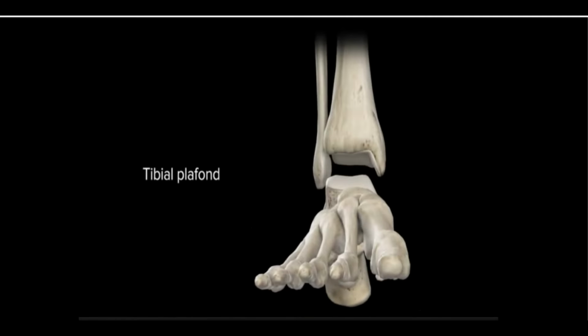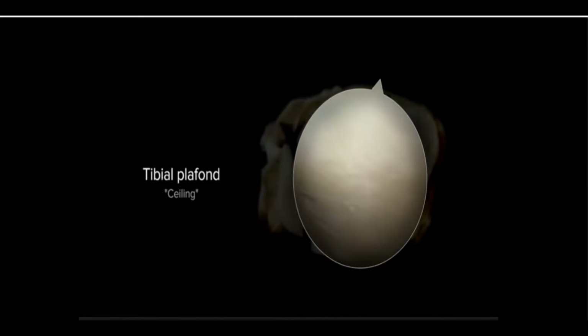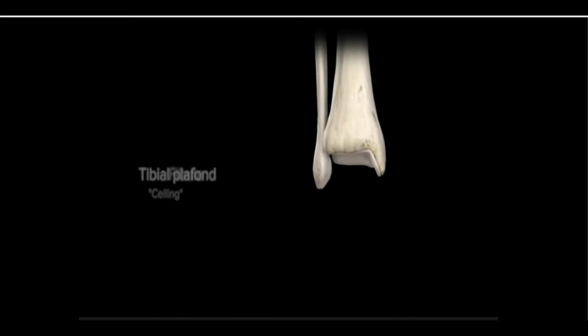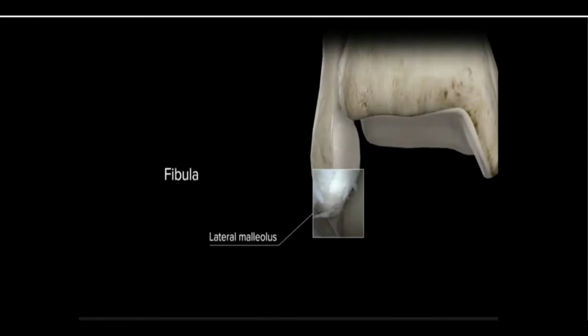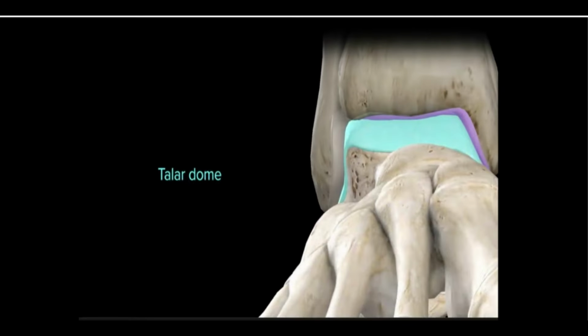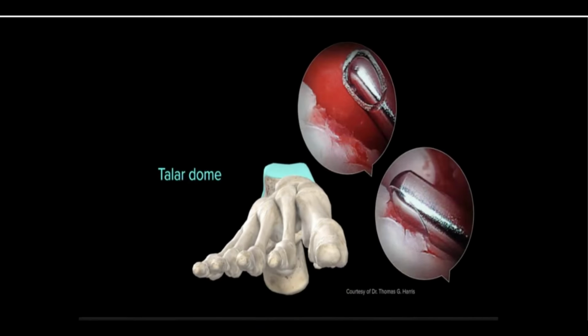The tibial plafond is the weight-bearing aspect of the distal tibia, getting its name from the French word for ceiling, and is viewed here superiorly. The fibula has the distal tip referred to as the lateral malleolus. The tibial plafond is covered with cartilage and articulates with the talar dome. The talar dome is a common area where lesions are seen on arthroscopy.